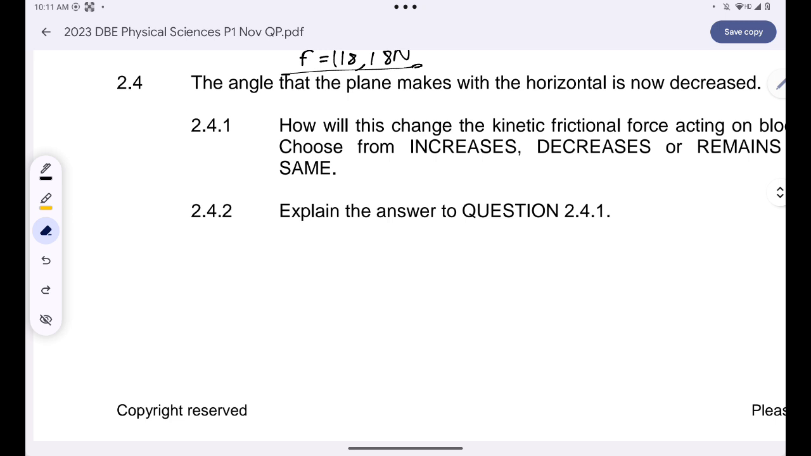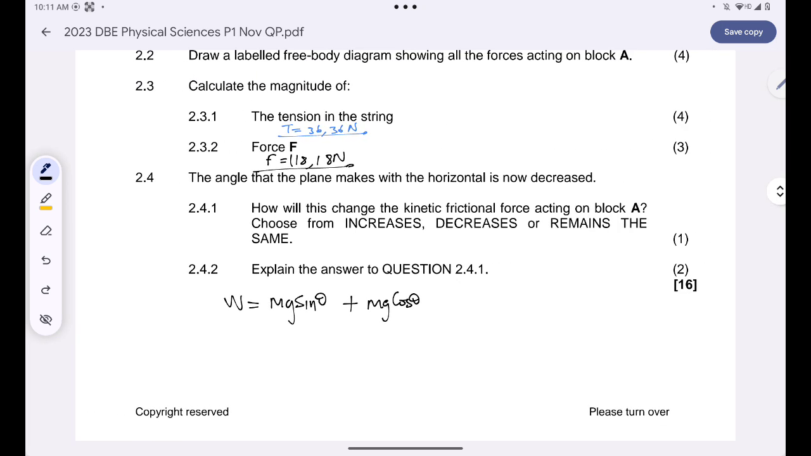I know that my gravitational force, which is weight, is equal to mg sine theta plus mg cos theta. Are we together? So these two will give me the weight. Are we together? And whenever I decrease my angle, let's say I have a triangle over here, I have an angle there.